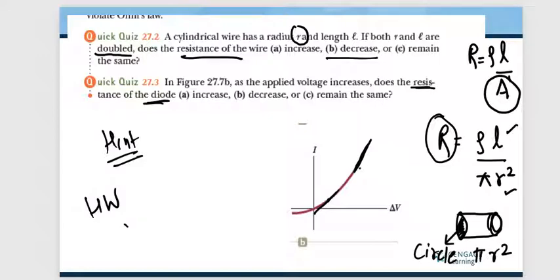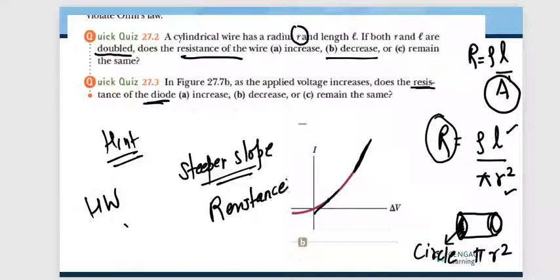What does that imply? What do you mean by a steeper slope? Can you relate this to resistance? Think about it and try to answer. Or you can also keep the formula in your mind: R is delta V over I. So check what's happening as delta V is increasing. Is I also increasing by the same amount or not?